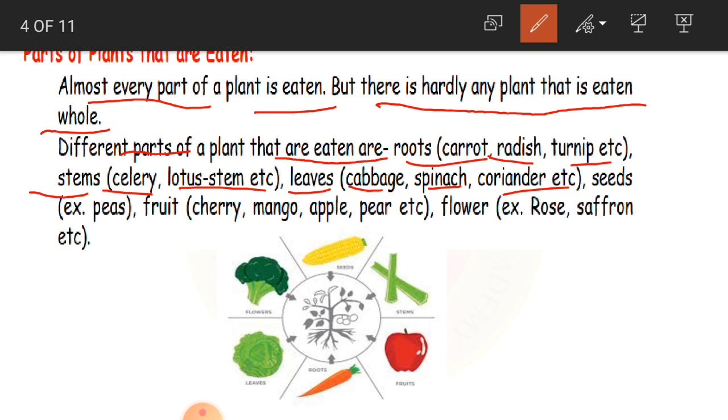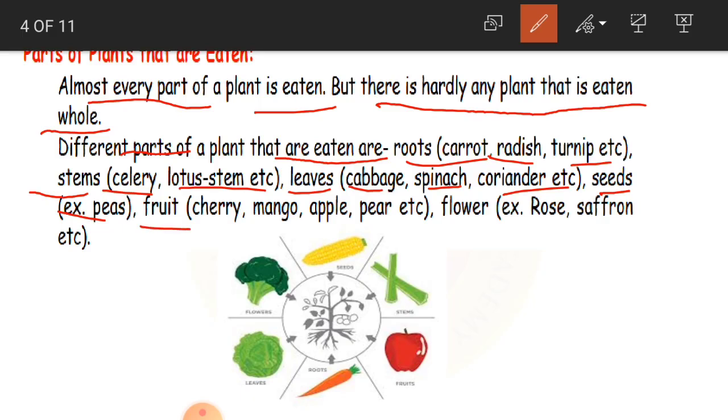Leaves, see, cabbage, spinach, coriander are nothing but the leaves of the plant. But we are consuming them as our food. So we are eating roots, we are eating stems and we are eating leaves. Now, seeds. Seeds are peas, even corn also. Corn, sweet corn. Everybody loves to eat it, no? Especially in this rainy season, you want to eat hot sweet corn. So peas, corn and all that, we are going to eat as seeds.